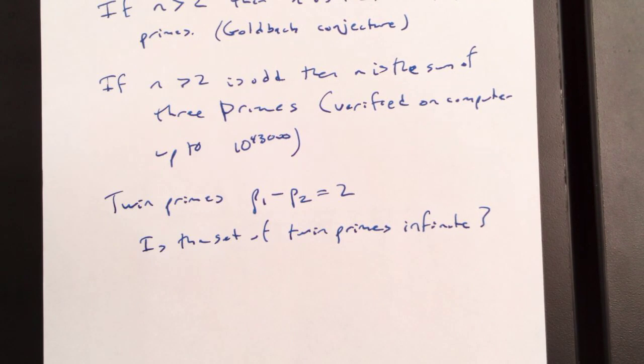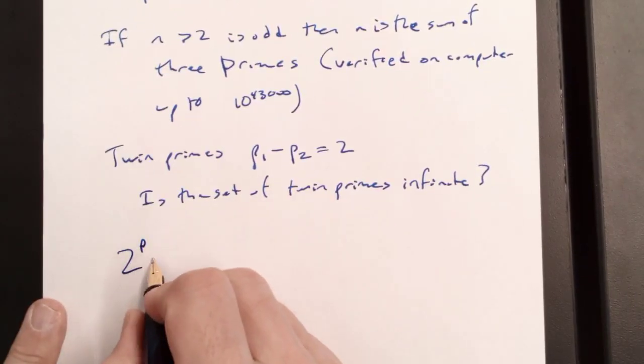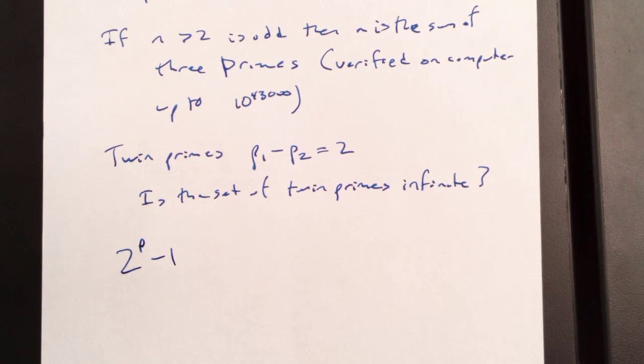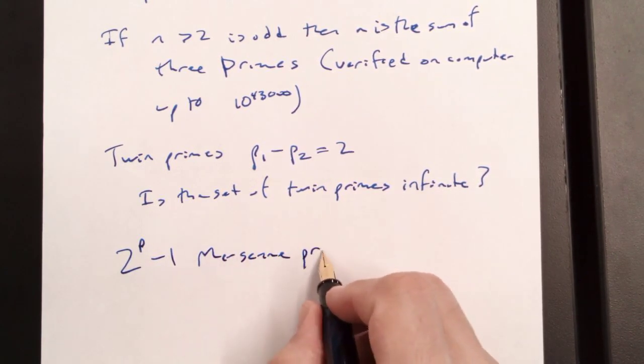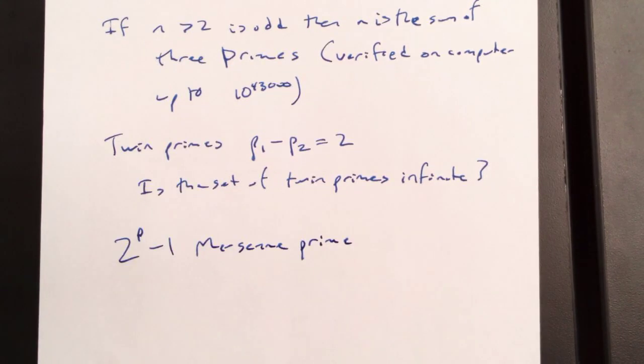I showed you the Great Internet Mersenne Prime Search. The Mersenne primes are primes of the form 2 to the p minus 1. Mersenne thought this worked really well, and he did his calculations by hand in the 1600s.